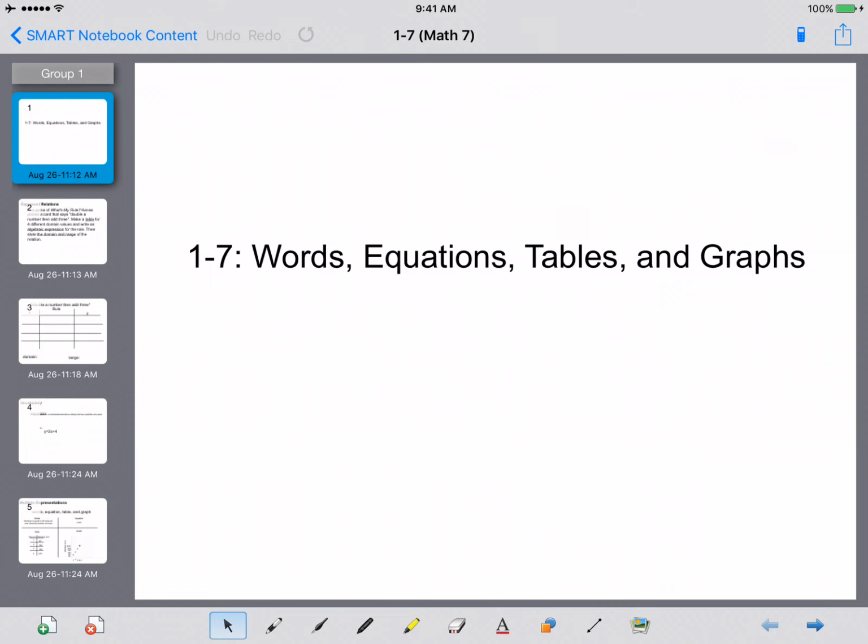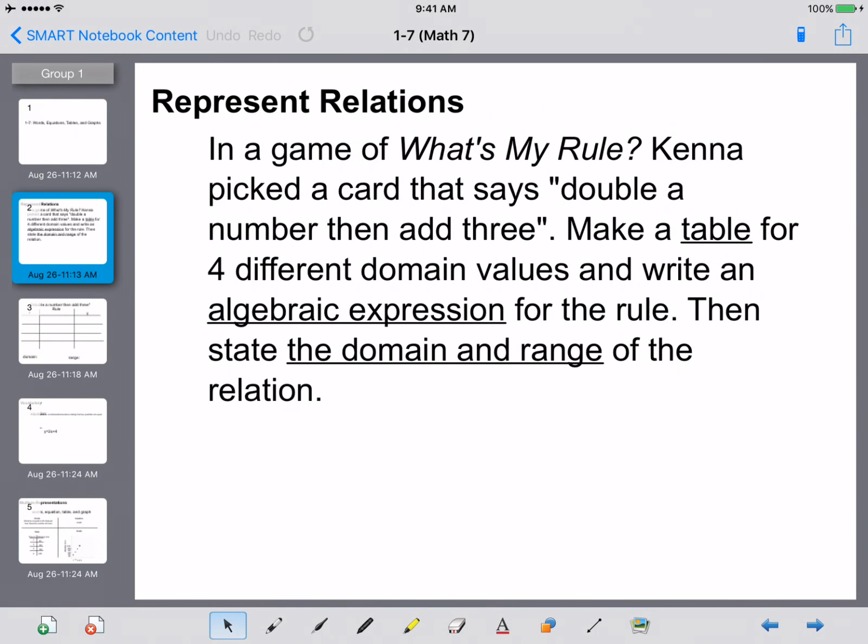Welcome to your final lesson of Chapter 1, 1-7 Words, Equations, Tables, and Graphs. So the first thing we're going to do is learn how to represent relations.